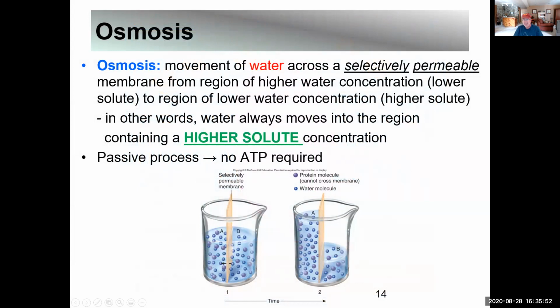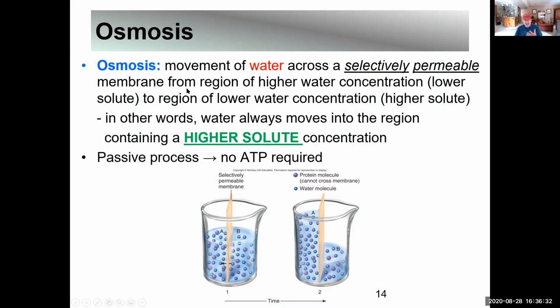Osmosis, another passive process. Here, we're specifically talking about the movement of water across a selectively permeable membrane. This movement of water across this membrane, which is going to restrict the movement of some things but allow the movement of other things, occurs when water moves from higher water concentration to lower water concentration. Now you'll note that I placed in brackets here the term solute.